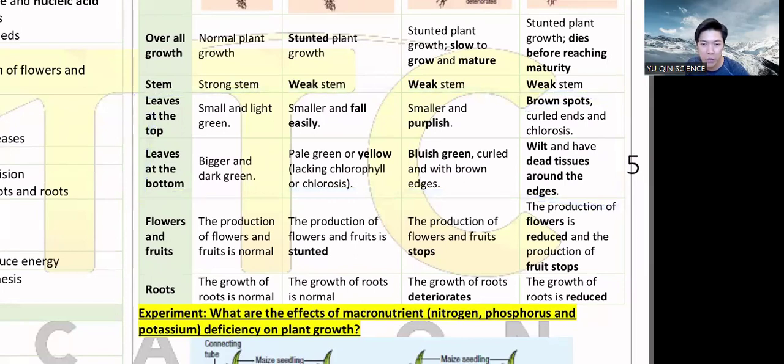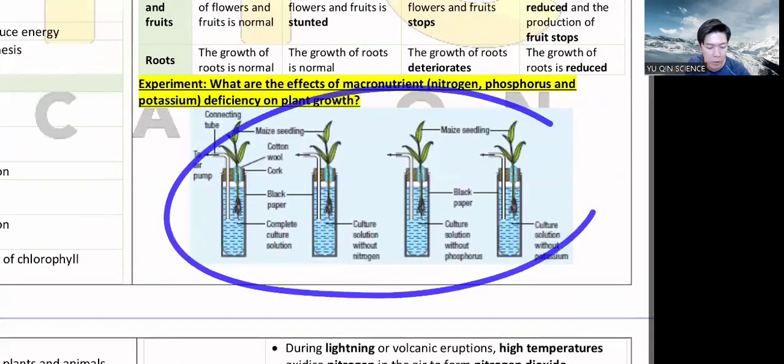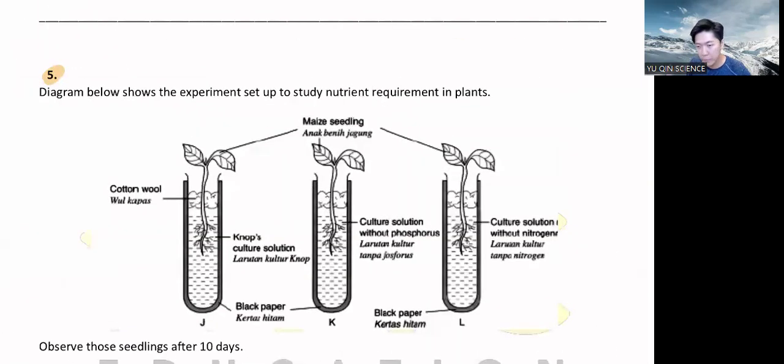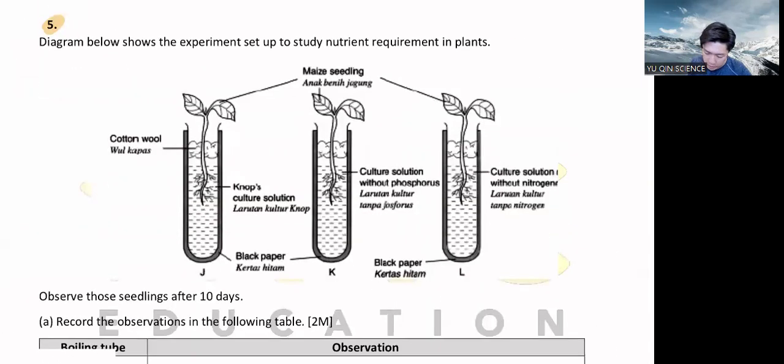Yeah, you can read out a little bit. So the experiment will look like that. There you go. Okay, so this one is the NOPS culture solution. NOPS culture solution means everything. I give you everything, everything healthy, all the nutrients you need. This one is without phosphorus. This one is without nitrogen.